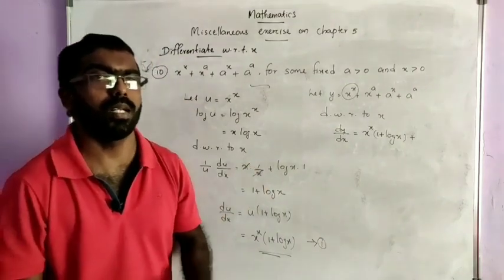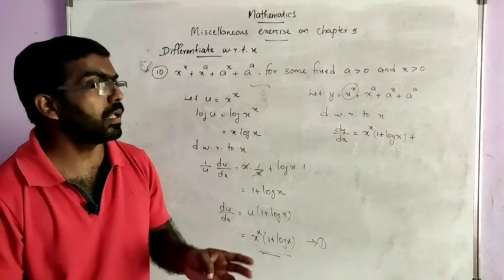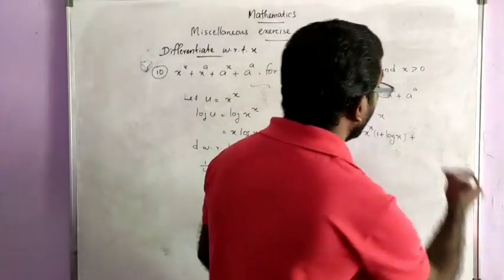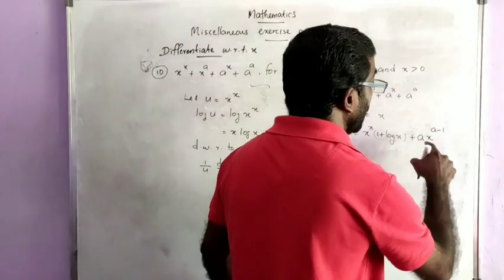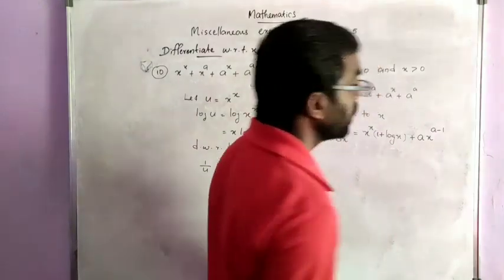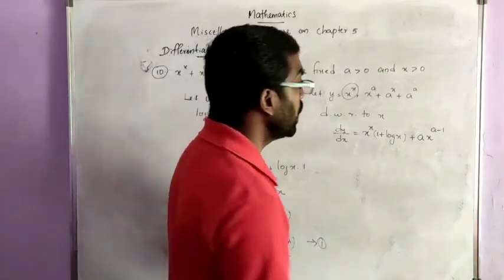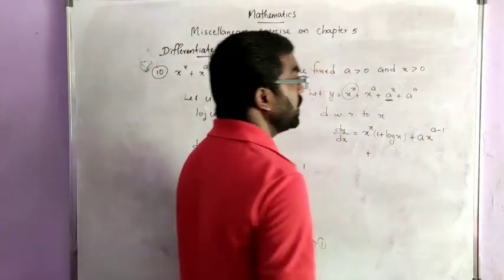Here we can apply the formula x raised to n. What's the derivative of x raised to n? n x raised to n minus 1. But instead of n the number is a. So we can write a x raised to a minus 1. Okay. So a x raised to a minus 1, then plus, and the third term is a raised to x.